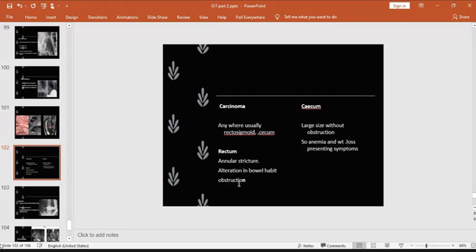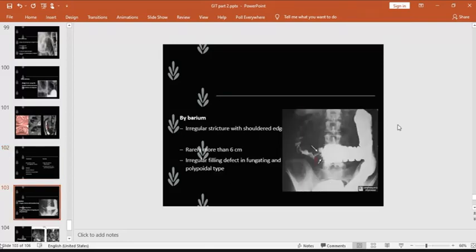There is alteration in bowel habit and it produces obstruction. The patient comes to you with small or large bowel obstruction. In the cecum, the mass becomes large without obstruction because the lumen is wide. So the patient comes to you with anemia and weight loss as the presenting symptoms. If you look at this, there is a short segment, usually not more than 6 cm, with a shouldering sign and an irregular structure, and sometimes a fungating mass indicating carcinoma.